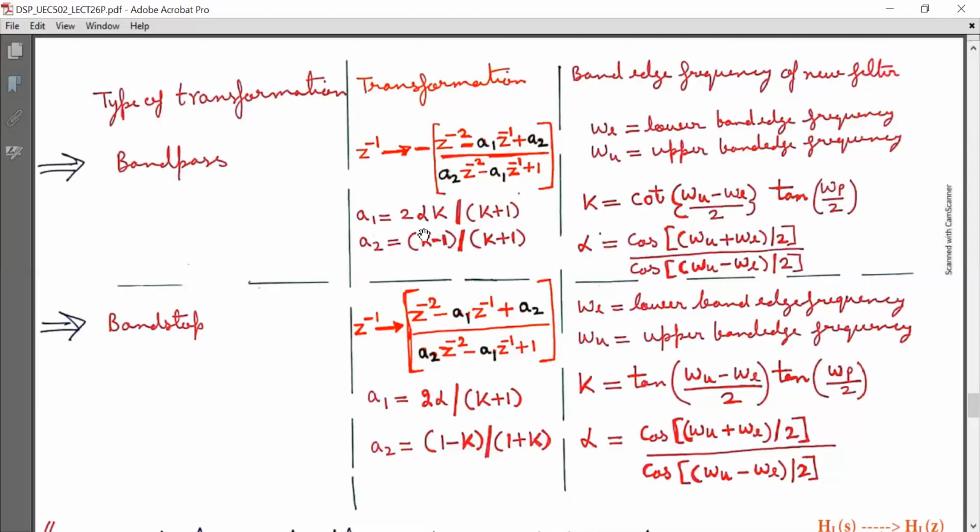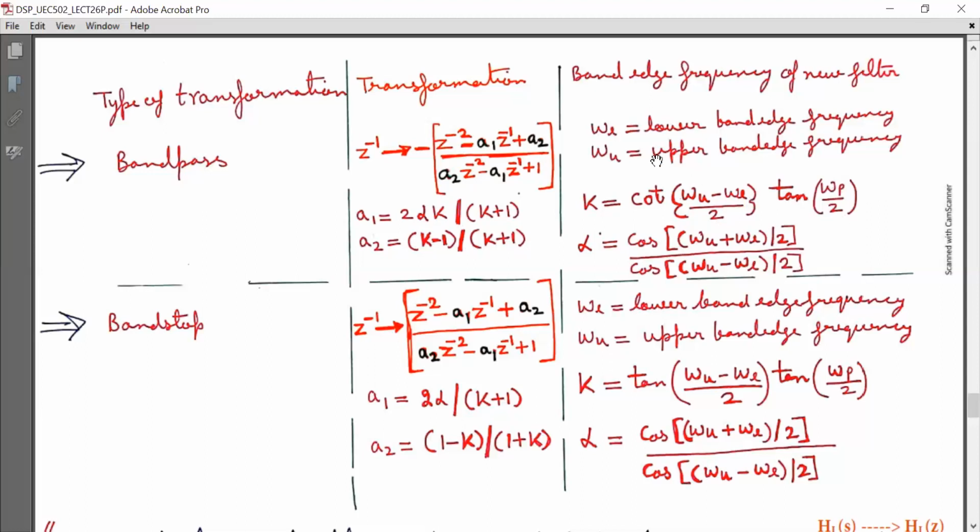In the system function H(Z) of low pass filter, I will replace Z inverse with minus bracket Z raised to minus 2 minus A1 Z raised to minus 1 plus A2 divided by A2 Z raised to minus 2 minus A1 Z raised to minus 1 plus 1. Here parameter A1 is 2 alpha k by k plus 1, A2 is k minus 1 by k plus 1, and k is cot omega u minus omega L by 2 tan omega p by 2.